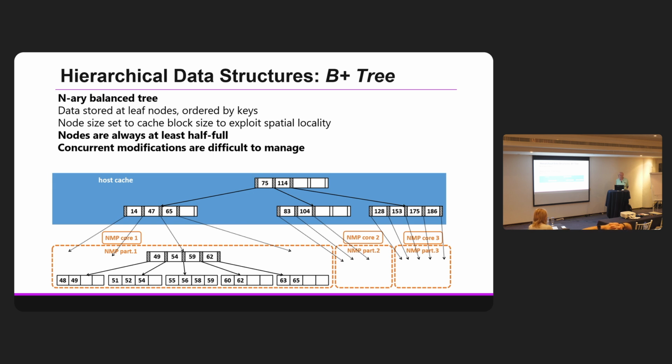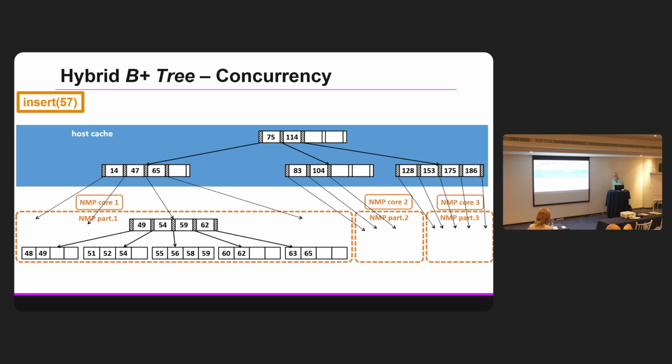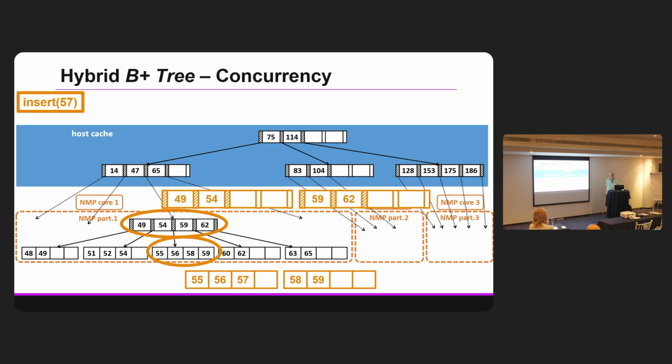What we'll see is that here too we have concurrency bugs if we're not careful. For example, here I want to insert 57. So I go down to this node. I need to split it because now we're overfull. I update the parent. I need to split the parent. And so this is the cascading splits that are common to B trees.